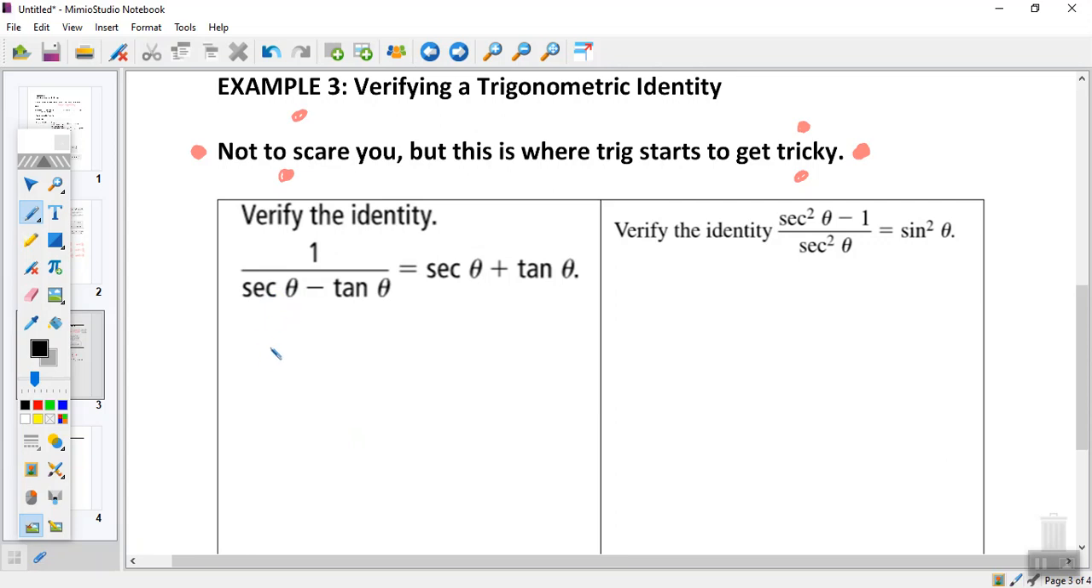Listen to what I say. What two functions are we best at working with? Sine and cosine. It would be really great if I could get everything in terms of sine and cosine. We're going to start with the left side and work with this side to try to get to the other. Is there any way you can rewrite secant of theta? Is secant equal to something? 1 over cosine.